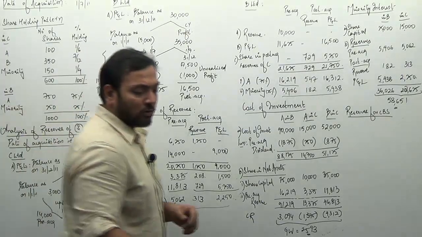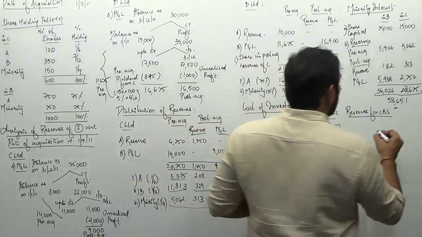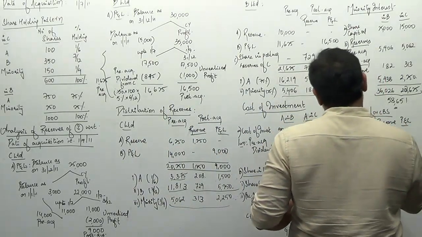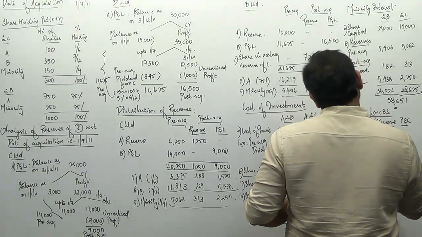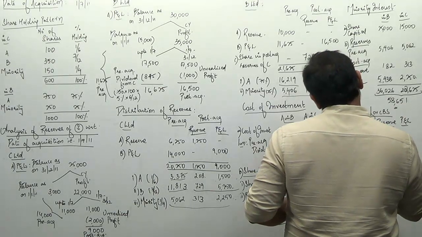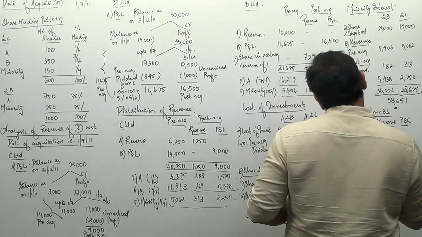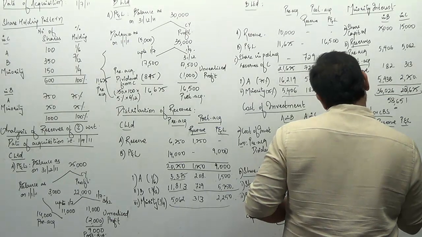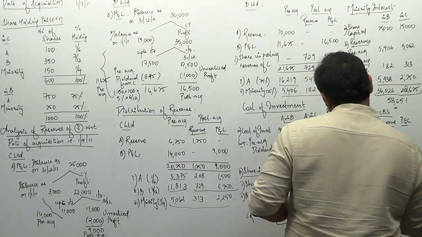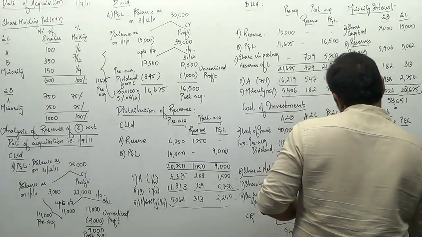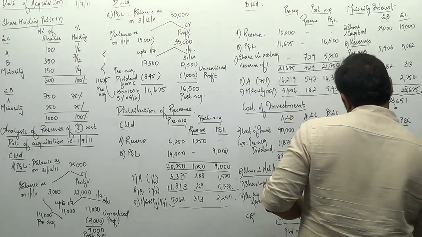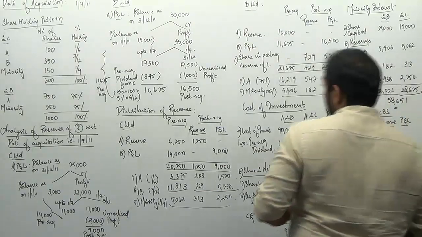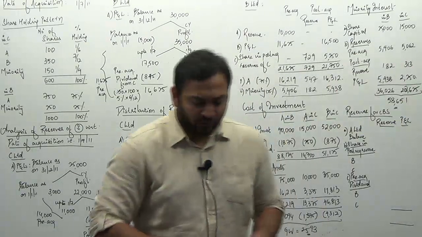Reserves for CBS, the last working note, two columns, reserve and P&L. Start with A Limited balance, then add a share in post-acquisition reserves. Post-acquisition reserves from B and C. Finally, pre-acquisition dividend wrongly credited to P&L. Wrong treatment of pre-acquisition dividend, that too both in B and C. A Limited balance of reserves, 20,000 and 50,000.